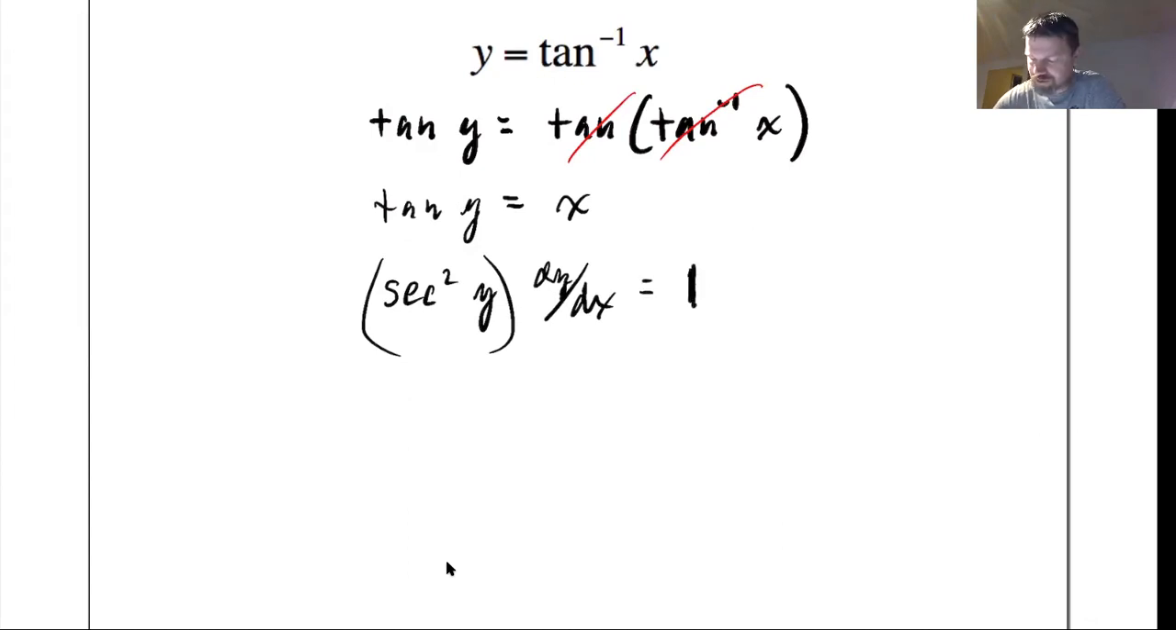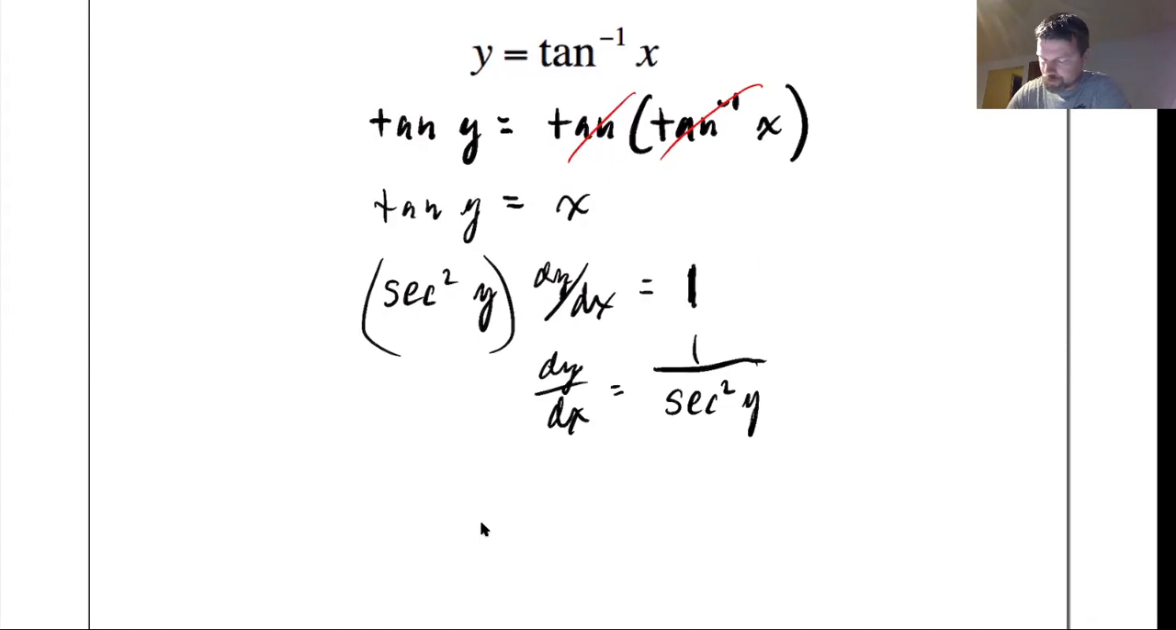And yes, I could use the chain rule and say dx dx there, but of course dx dx is just 1. So we just write it like that. I wanted the derivative. Well, dy dx stands for the derivative of y with respect to x. So dy dx is equal to 1 over the secant squared of y.